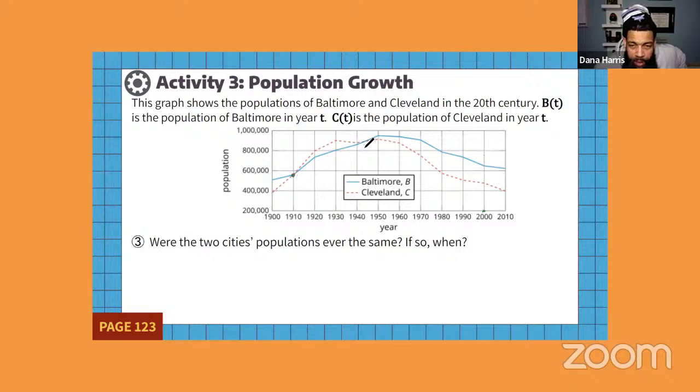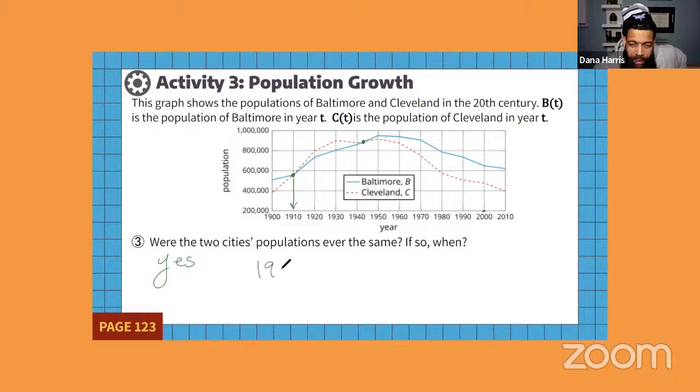And they cross paths at this point right here. So the question is, since they cross paths, that means they have the same output. So the answer to the question is yes. And it says when.